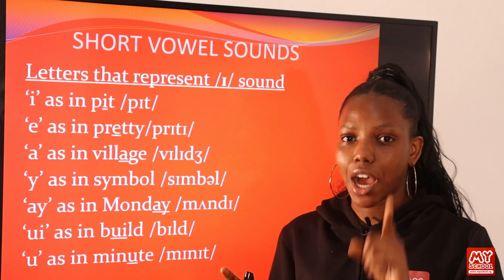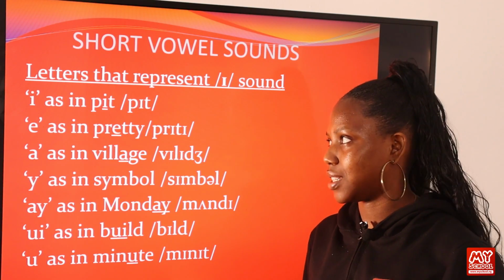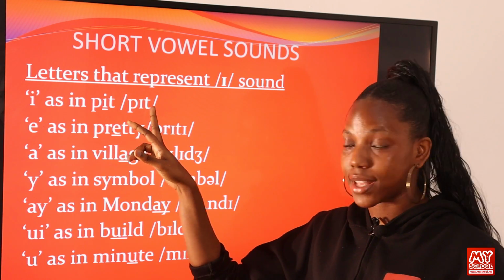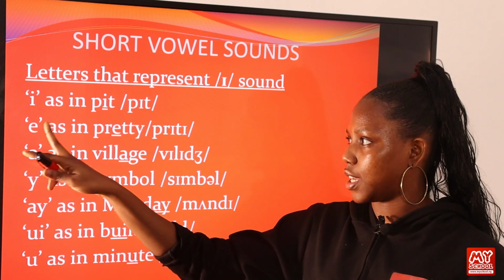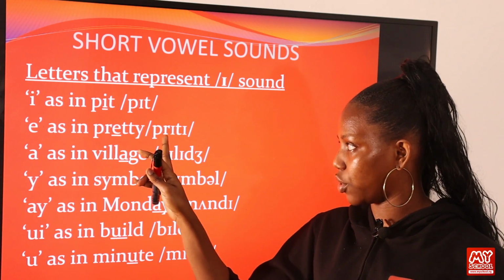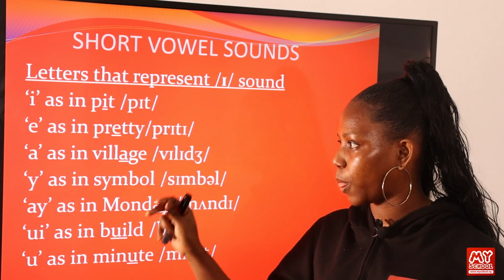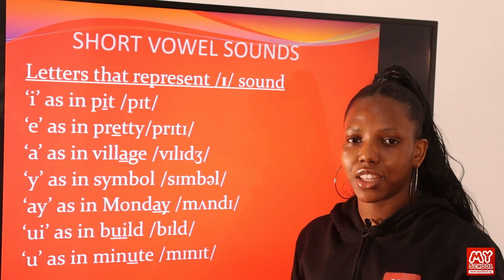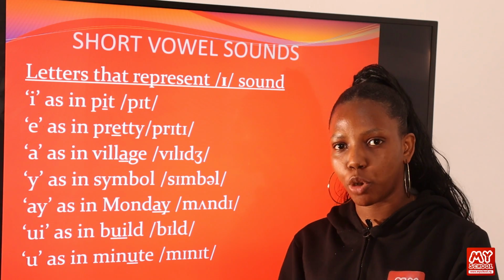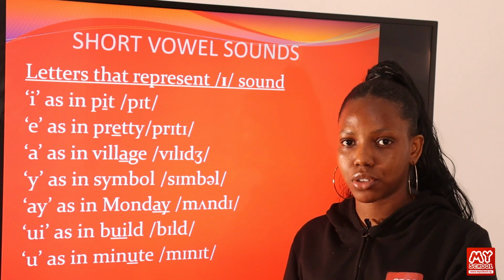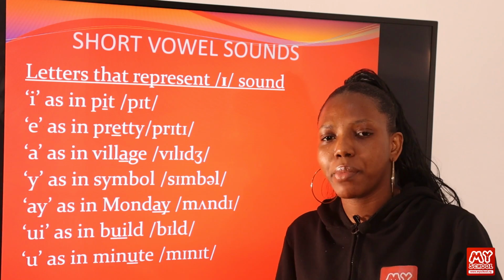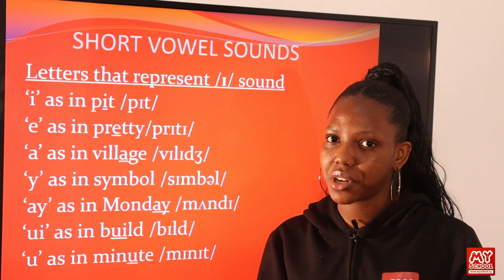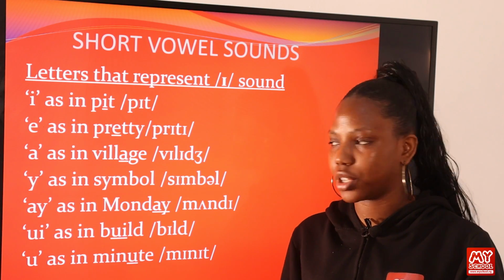We have the letter I, as in Pete. We can see the transcription, P, E, and T. Letter E as in pretty, you can see the transcription. Letter A as in village. Do not forget that I said letters of the alphabet can help you with the corresponding sounds. So when you see the letter I, it reminds you that this letter would represent the sound, not in all cases, but it helps you.